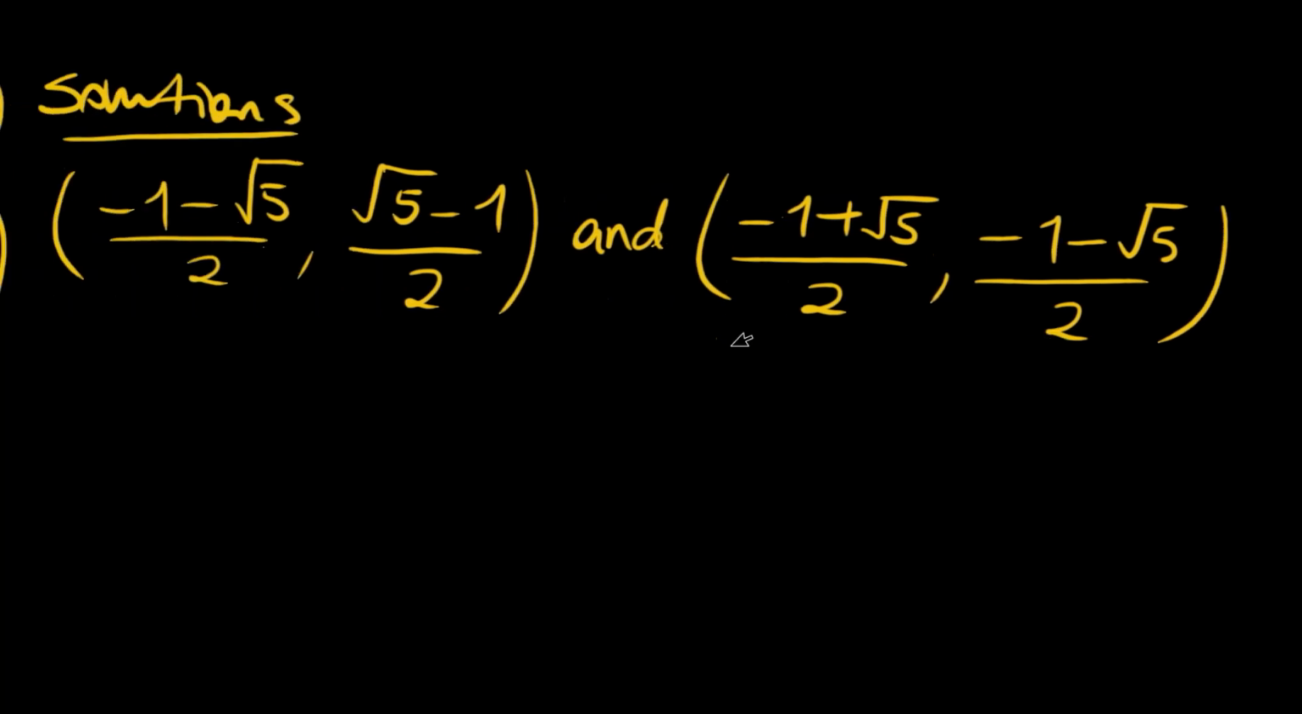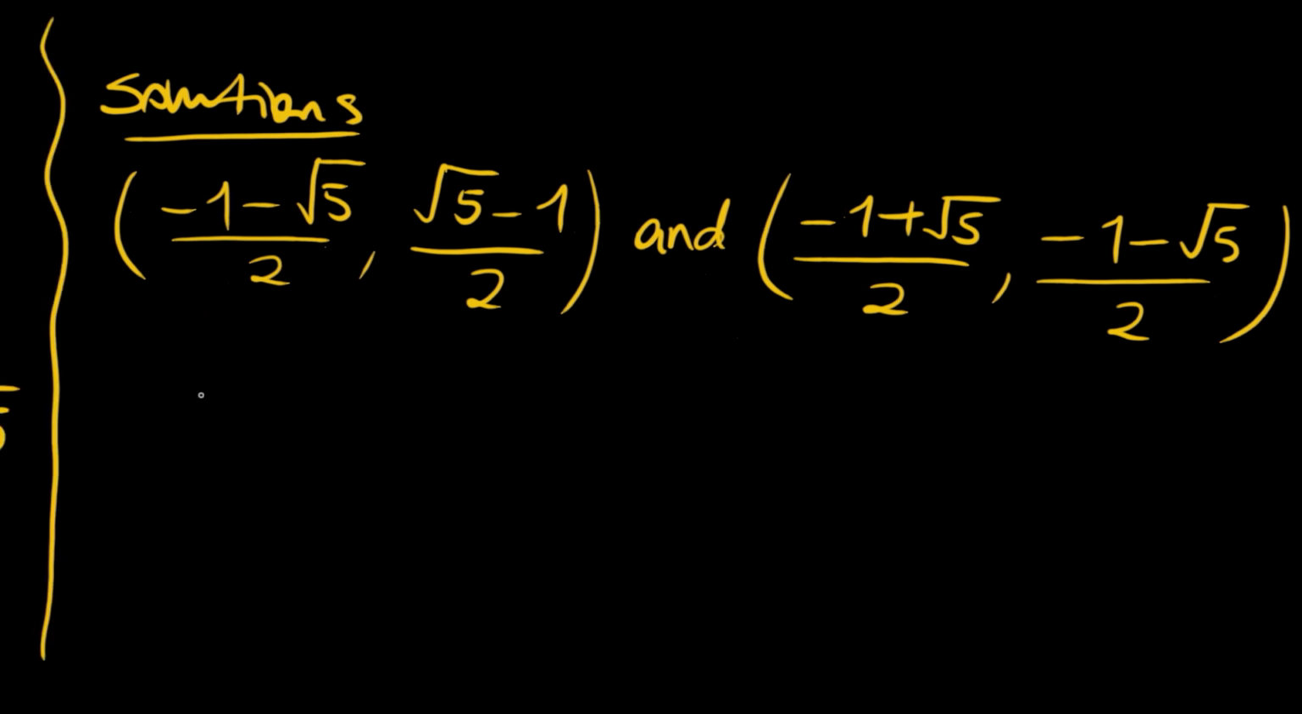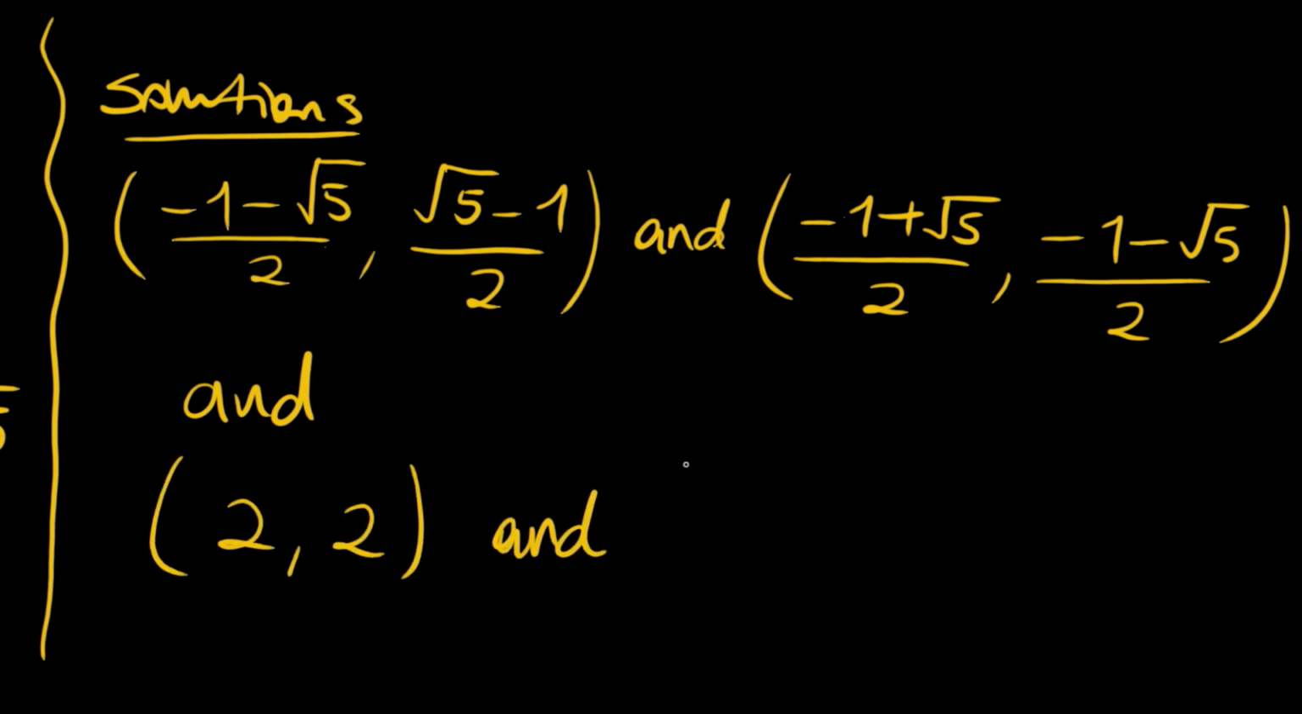We have two solutions here and two. Let's add actually that 2. This was 2, 2 and negative 1, negative 1. This is the full set of solutions for this system.